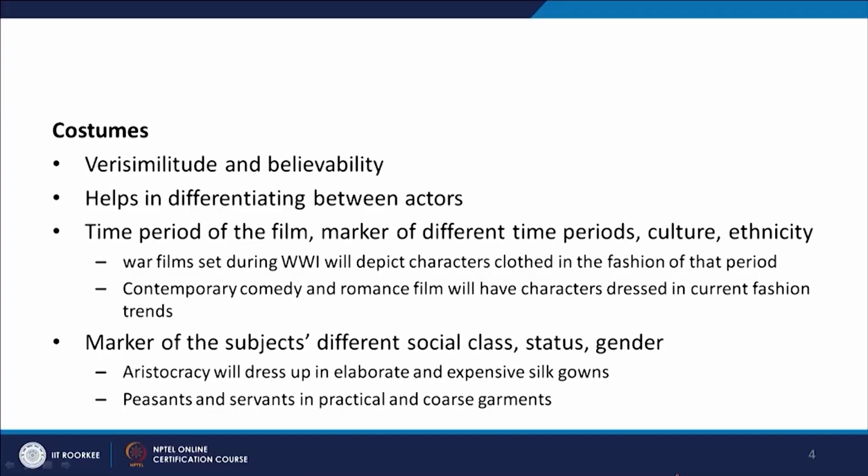For example, the costumes of a World War movie would be very different from the costumes of a science fiction, and the very way in which the costumes are depicted, we find that the authenticity is also given to the depiction. The time period of the film is marked by the costumes, and at the same time it is used to mark the status, the class, the gender, etc. of different characters. On the basis of the costumes, we find that with a simple glance, the spectator can find out whether a character belongs to the higher class, the elite or to the working class, etc.